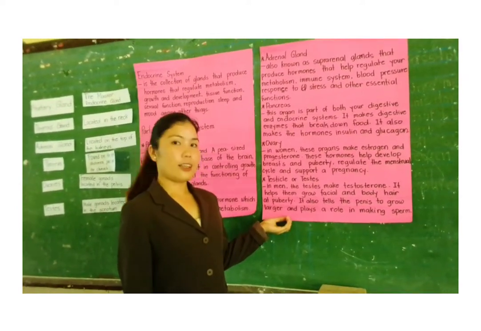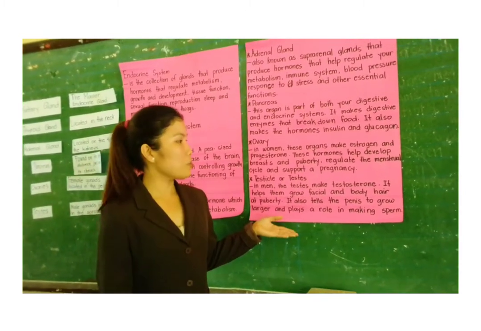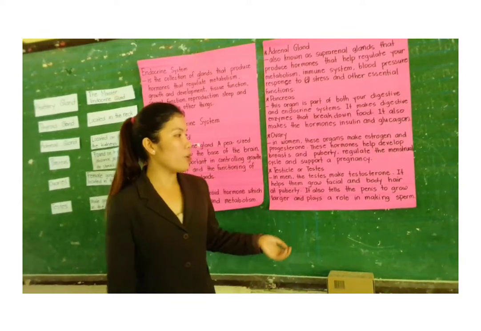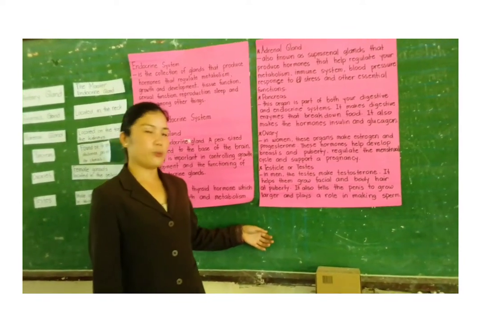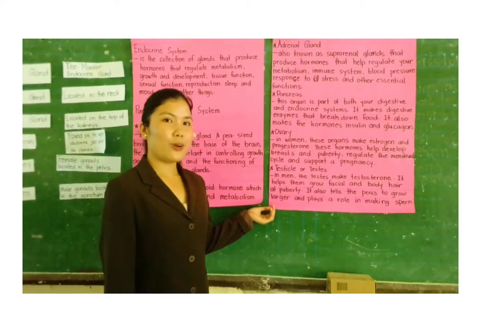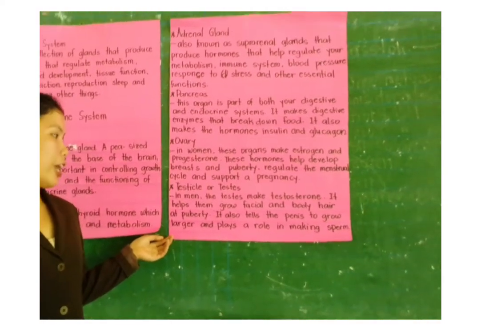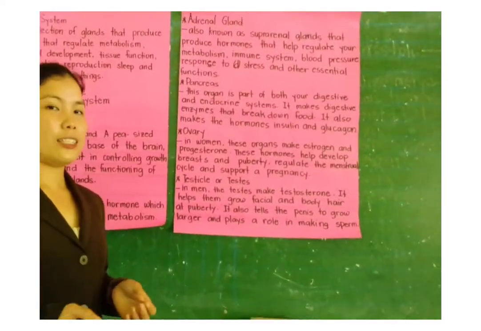Next is the testes or testicles. Of course, it is in men. The testes make testosterone. It helps them grow facial and body hair at puberty. It also tells the penis to grow larger and plays a role in making sperm. So the testes help men grow their facial and body hair at the puberty stage.